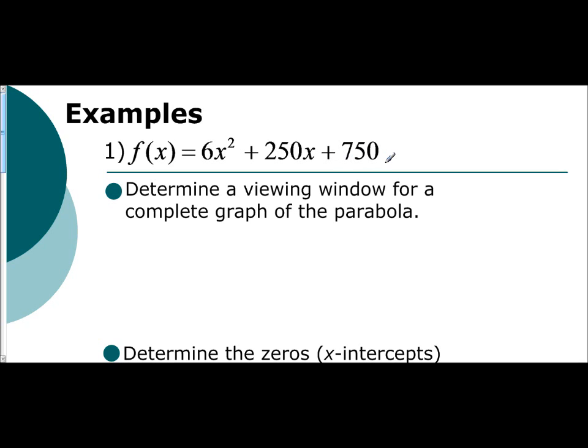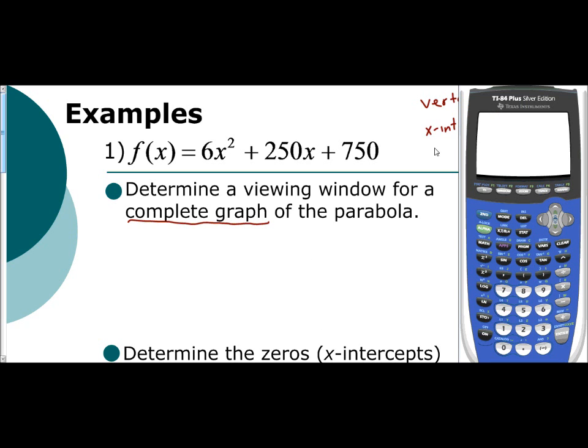And we're asked first to determine a viewing window on our calculator that will show a complete graph of the parabola. Now, the complete graph means you want to see the vertex. You want to see the maximum or minimum point, but you also want to see the x-intercepts. So by the complete graph, I want to make sure I see the entire U shape for this. And so we're going to rely on our calculator to assist us with this.